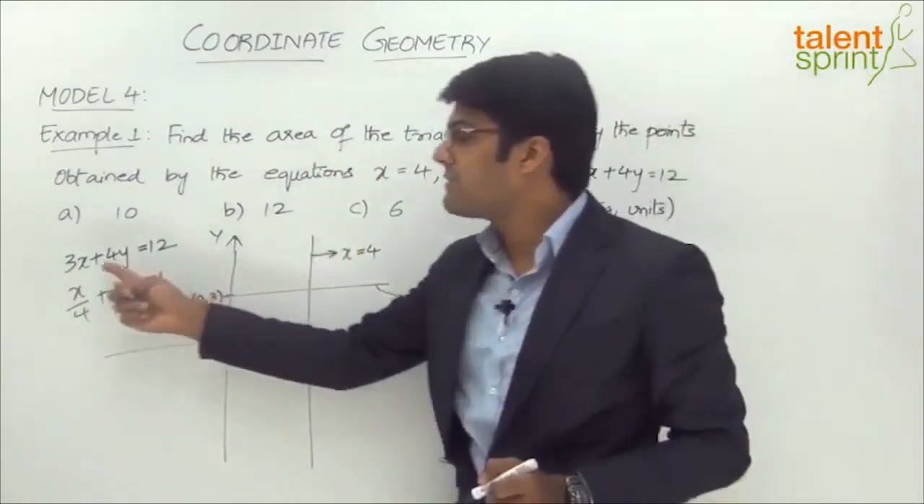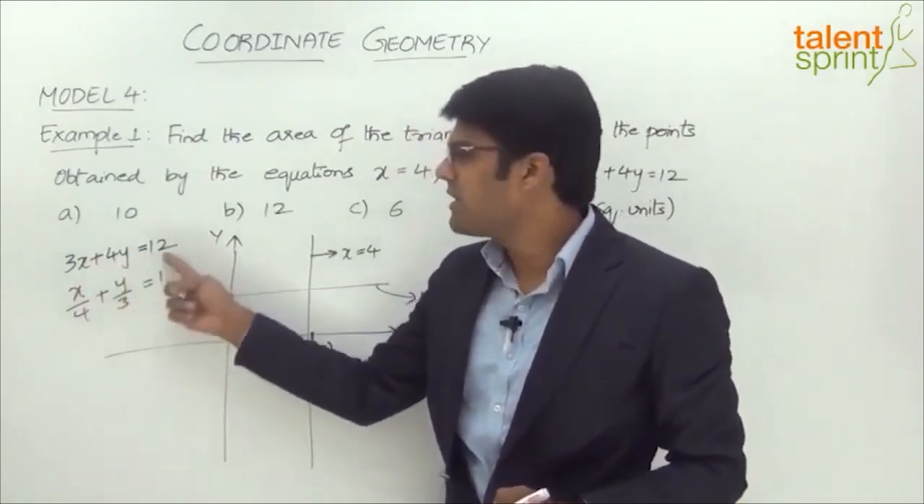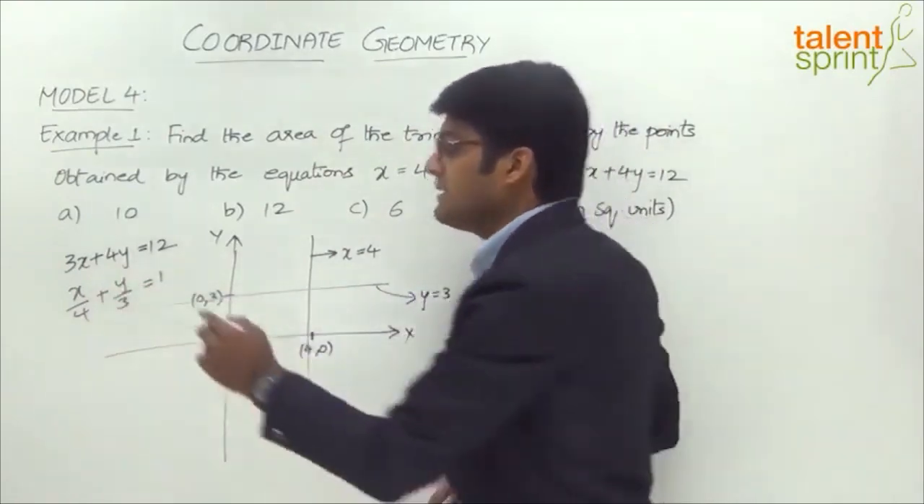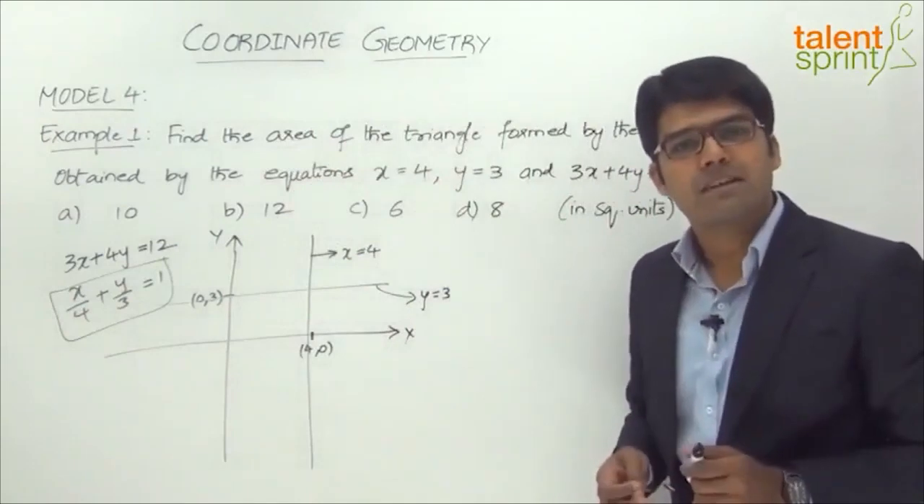Dividing both the sides by 12. So 3x by 12 is x by 4, 4y by 12 is y by 3, and 12 by 12 is 1. Now x by 4 plus y by 3 equals 1. This is clearly the intercept form, right? Intercept form of the equation of a straight line.